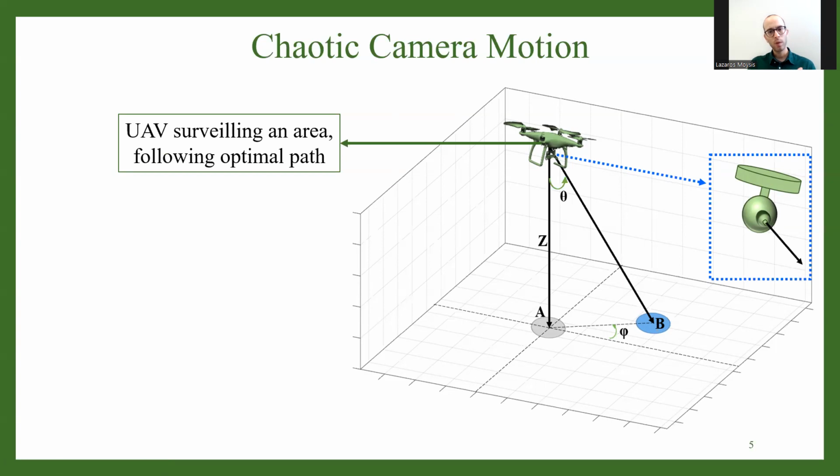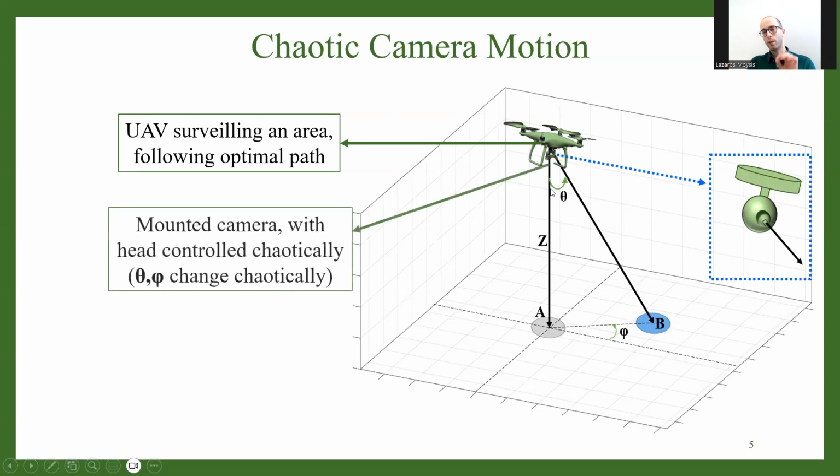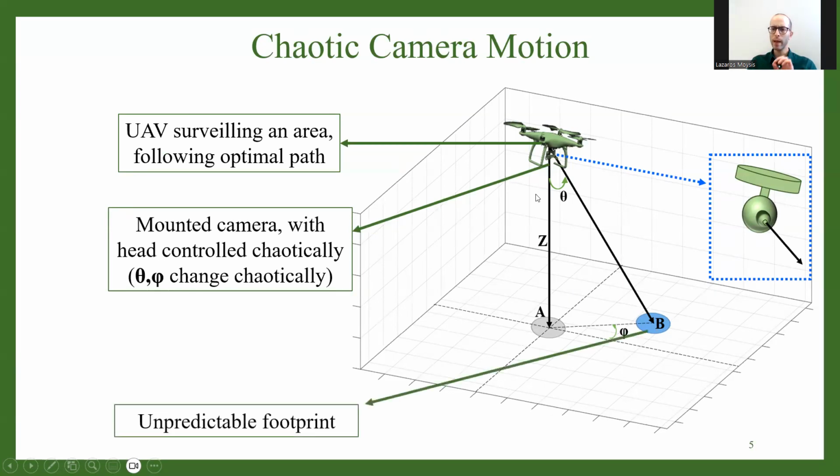So alternatively, what we thought is this. Okay, let's say we have a UAV and we have a camera attached to the UAV. And instead of moving the UAV chaotically, we will move the UAV deterministically. But the camera that is attached to the UAV will itself move chaotically. So the idea is this. Instead of having this camera look at a fixed position, let's say that the camera looks directly down from the UAV, which is this sort of footprint, we are going to have the camera move chaotically.